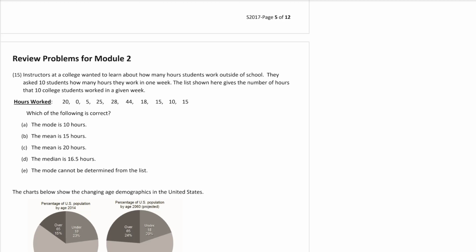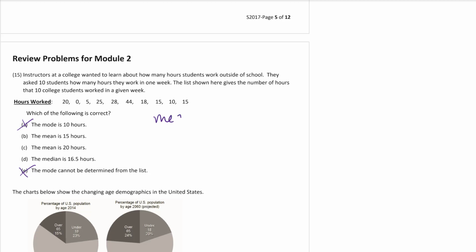Another question on mean, median, and the mode. It says a college wants to learn about how many hours students work outside of school. They asked 10 students how many hours they work in a week. The list is shown, and we're asked to check which of the following is correct. It's basically the same kind of idea. So we'll look at the mode first. The number that repeats the most is not 10. The number that repeats the most looks like it's 15, correct? So this is false. The mode cannot be determined. Yes, we were able to determine it. So we're left with basically the mean and the median.